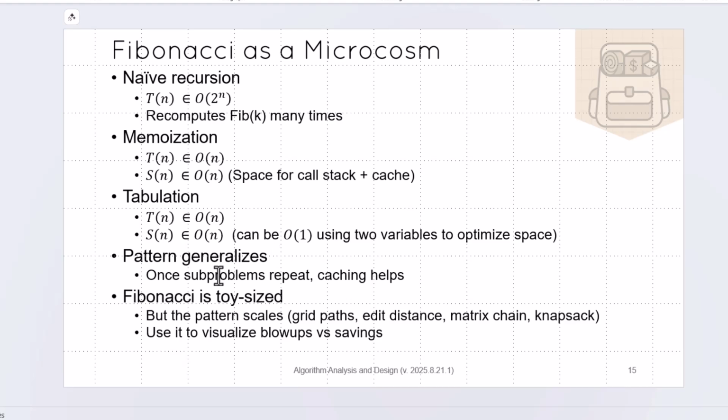So the pattern generalizes. Once the subproblems are repeated, the caching helps. Fibonacci is what we would call toy-sized. The pattern scales, so grid paths, edit distance, matrix chain, knapsack. We can use it to visualize blowups versus savings.